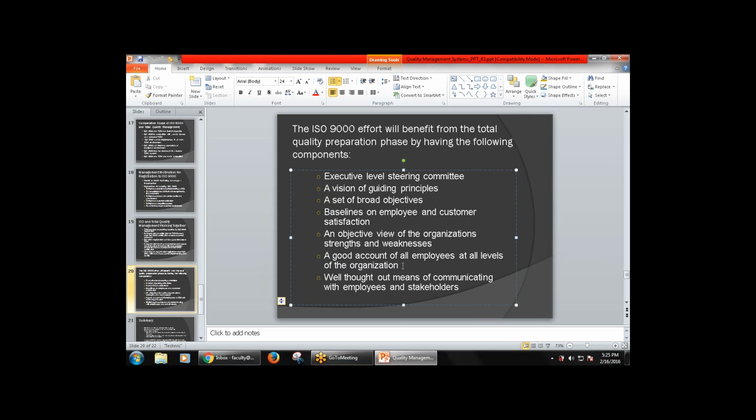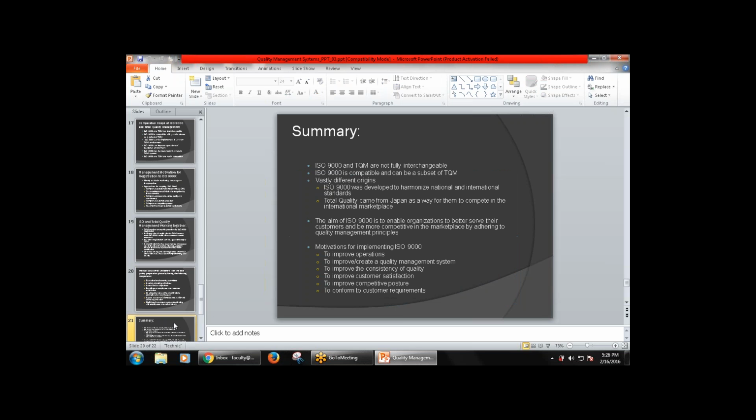Whenever we are talking about the employees, the data, and the levels of the organization, that is a good account of all the employees at all the levels of the organization. Whatever the level, whatever the condition applied, it is used for this. Then well thought out means of communicating with the employees and the stakeholders. This is a well known means used for communicating with them.